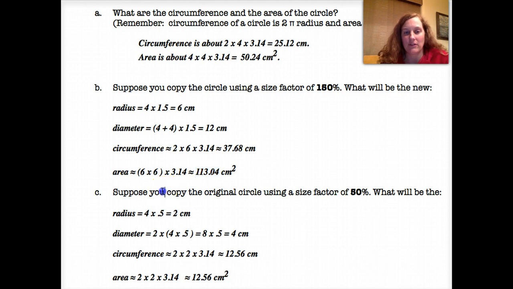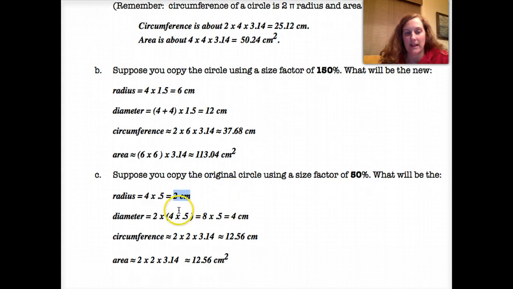Suppose you copied the original circle using a size factor of 50%. What will the new radius, diameter, circumference, and area be? The new radius is going to be half as big. So if my original radius was 4, and I'm taking half of that, now my radius is 2 centimeters. My diameter is double my radius, or I could halve my old one, 8 times a half, which gives me 4 centimeters.